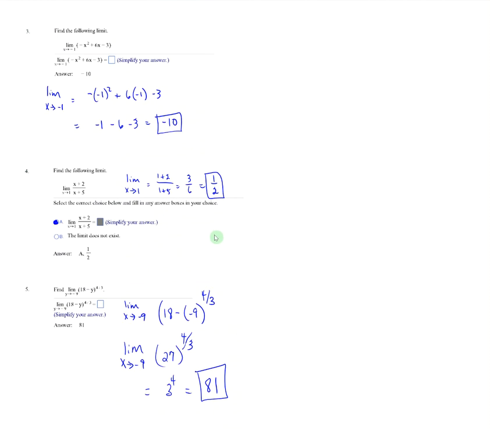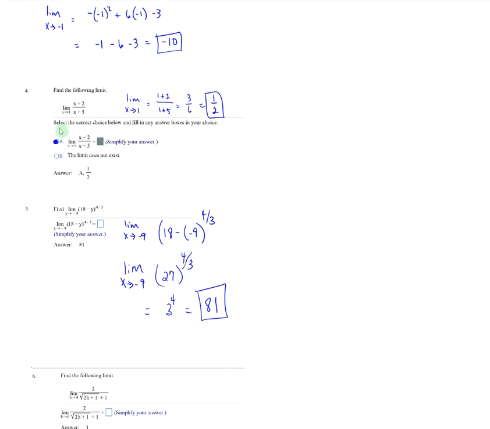All right, number 3. The limit as x approaches -1 of this polynomial. If it's a polynomial, you simply plug in the -1 for every x and evaluate. In this one, we get -10.